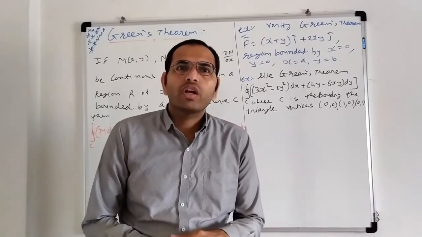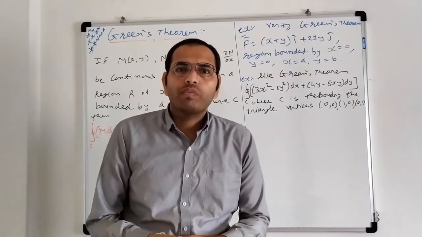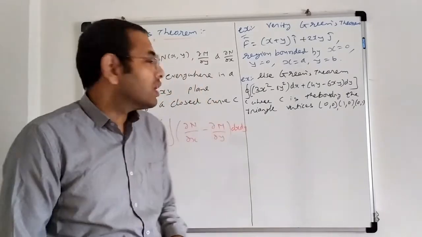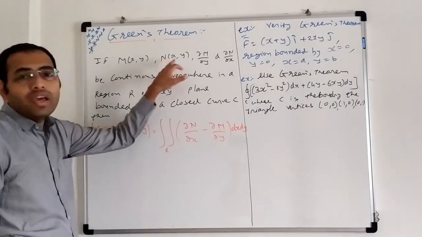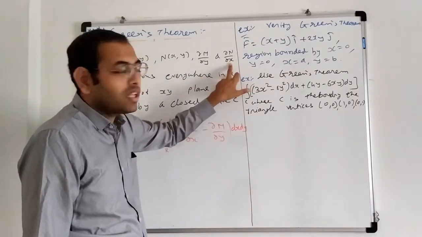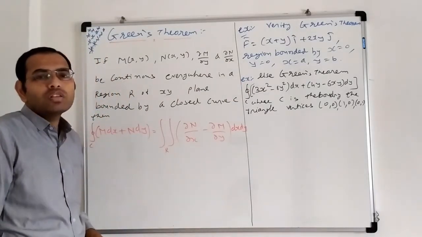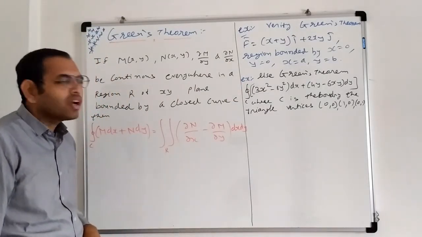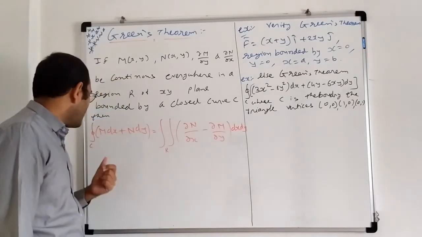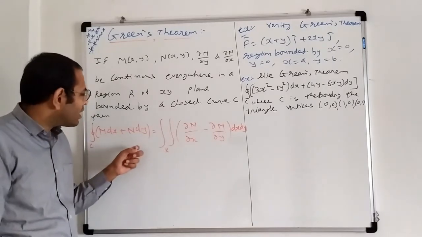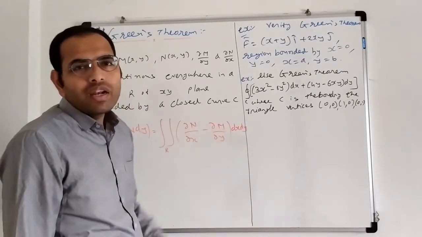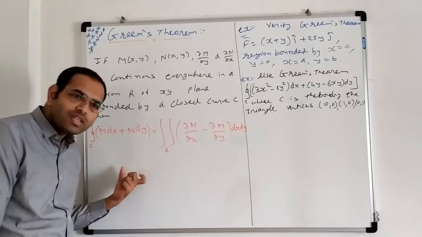Today's session we are going to learn about the last topic of the unit vector calculus, which is Green's theorem. If M of x,y, N of x,y, partial derivative of M with respect to y, and partial derivative of N with respect to x are continuous everywhere in a region R of the xy plane bounded by a closed curve C, then integral over C of M dx plus N dy equals double integral over R of del N by del x minus del M by del y dx dy. That is the statement of Green's theorem.